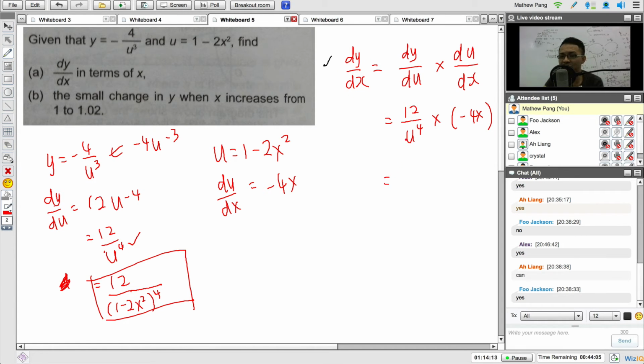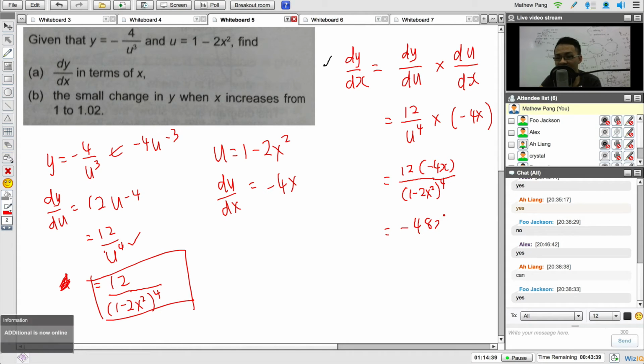I still have u over here, so it's not acceptable. So what I will do is substitute my u into the u over here, which I already did over here. So which is 12 over 1 minus 2x squared power of 4 multiple. So I straight away write on the top negative 4x. I just simplify this one. I got my final answer, negative 48x over 1 minus 2x squared power of 4. Done.